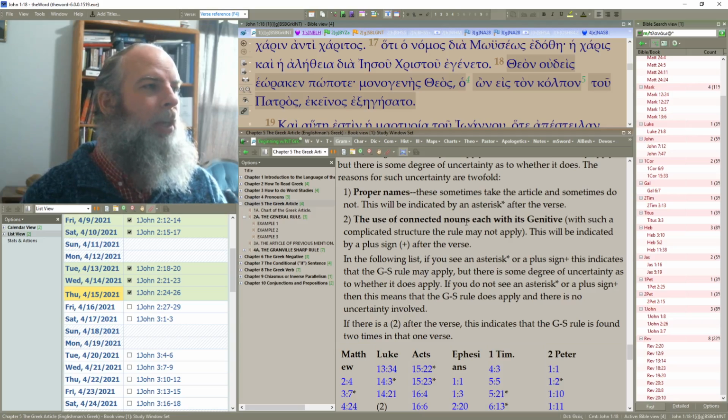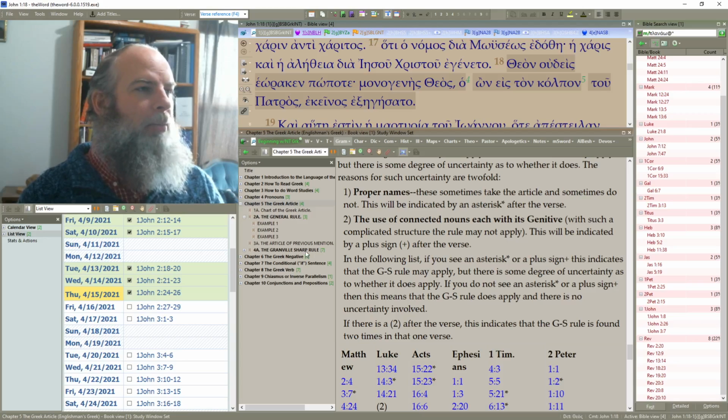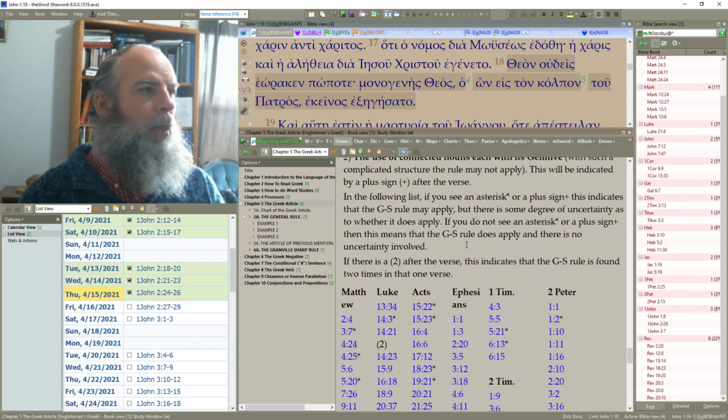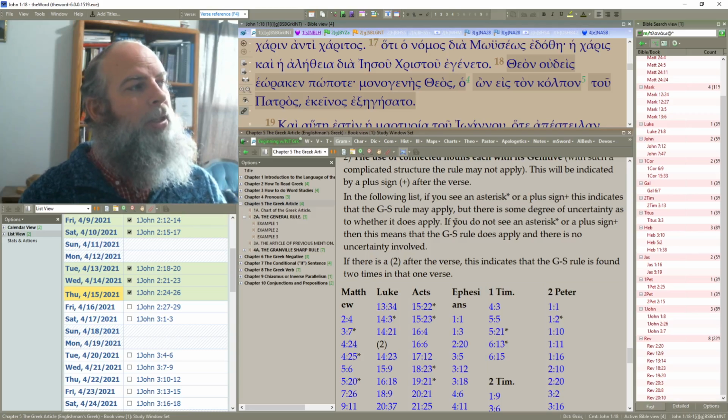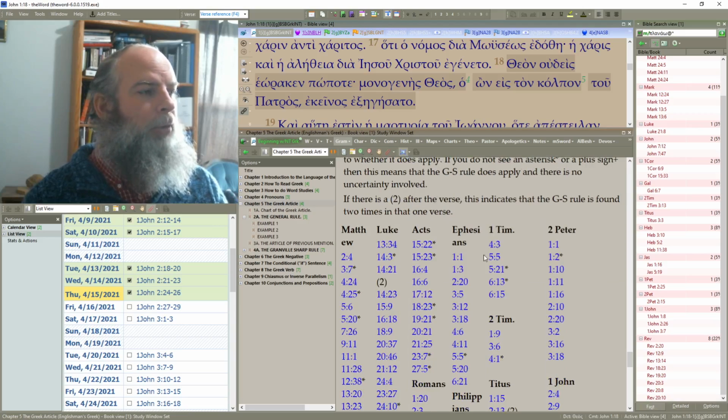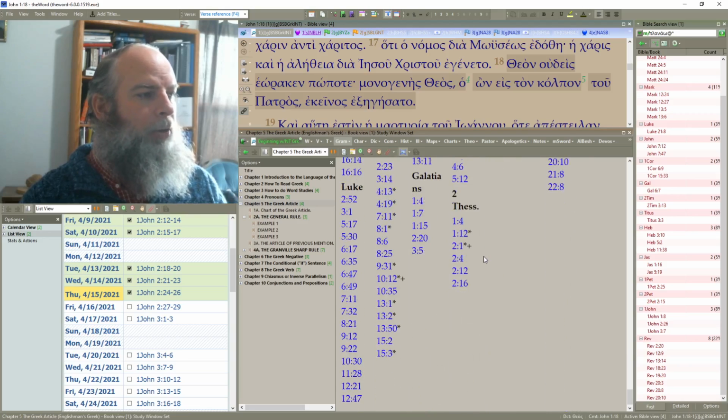2. The use of connected nouns, each with its genitive. With such a complicated structure, the rule may not apply. This will be indicated by a plus sign after the verse. So in the following list, if you see an asterisk or plus sign, this indicates that the Granville Sharp Rule may apply, but there's some degree of uncertainty. And if there are two after the verse, the Granville Sharp Rule is found 2 times in that one verse. So you can go through this list and check out the Granville Sharp Rule.